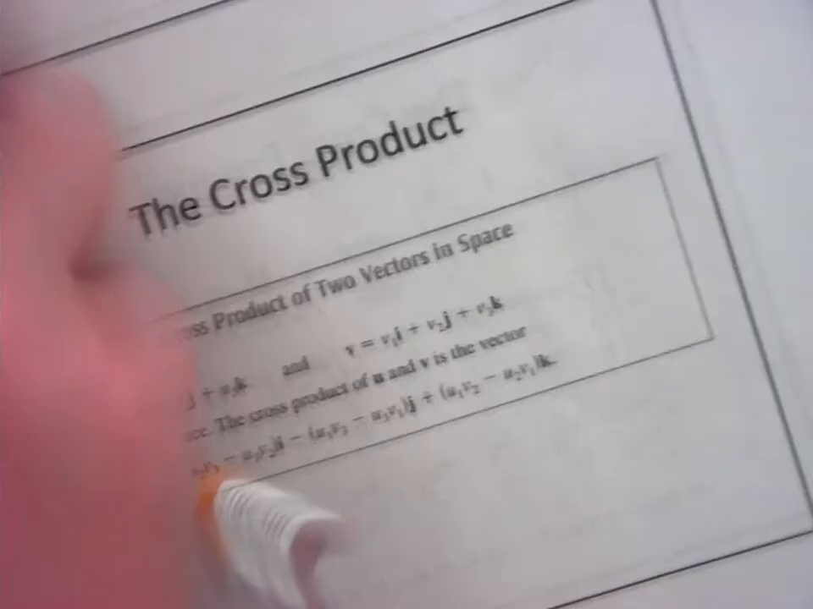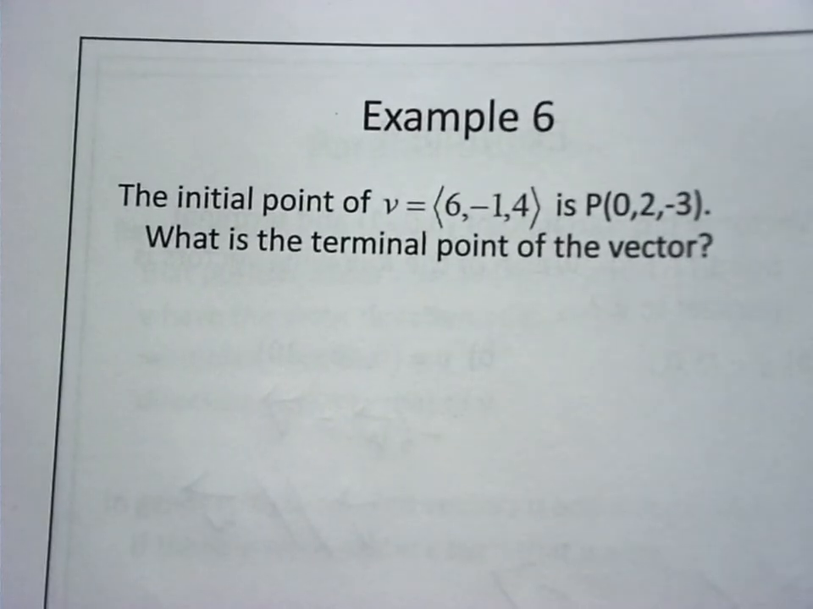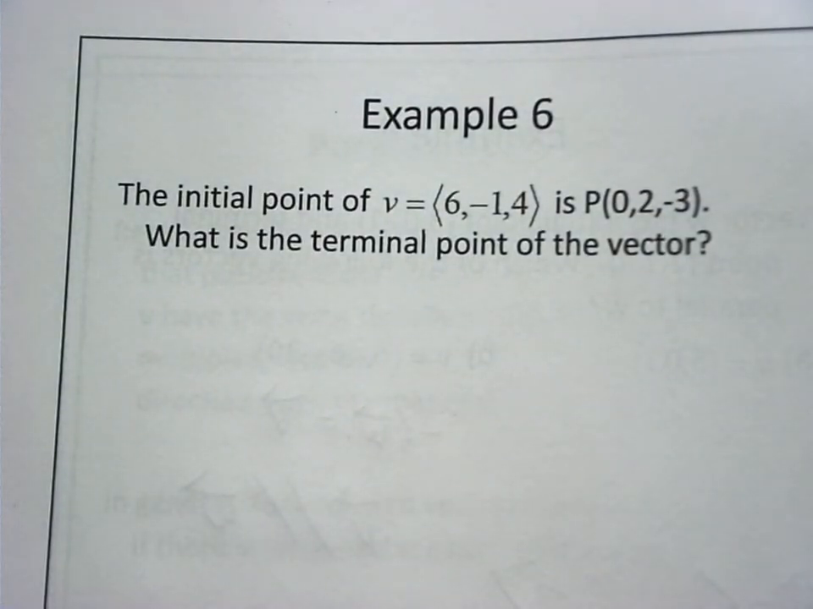Okay, one more. The initial point of the vector v, 6 with -1, 4, is at 0, 2, -3. What's the terminal point? So this is thinking about it a little bit backwards. Any ideas?